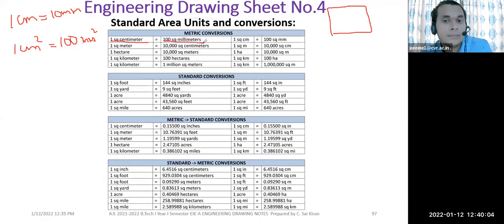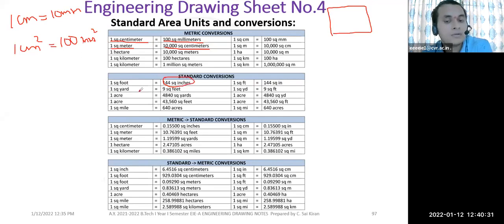1 square centimeter equals 100 square millimeters. Similarly, 1 square meter: 1 meter equals 100 centimeters, so 100 into 100, 10,000 square centimeters. Like this, you have to calculate. Similarly, for foot, 1 square foot equals 12 into 12, because we know that 1 foot equals 12 inches. It is 144 square inches.